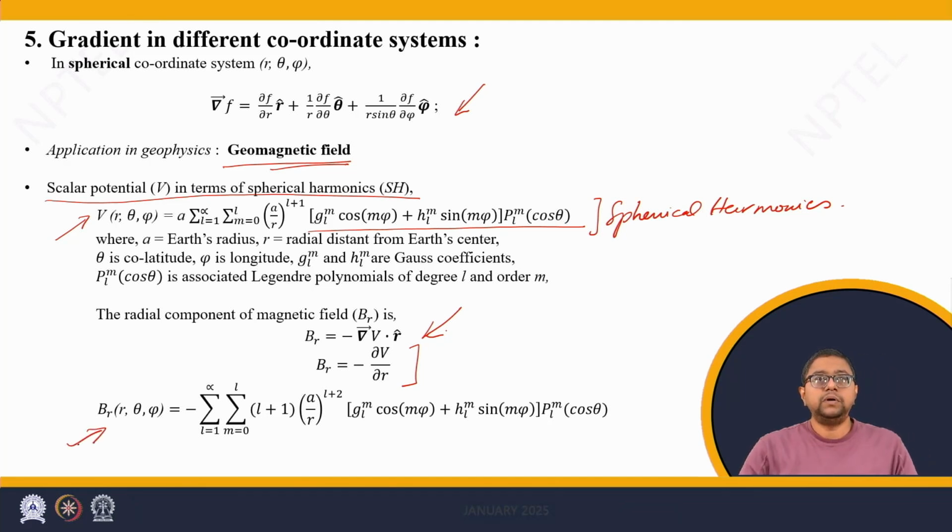Thus, from the expression for the scalar potential, the expression for the radial magnetic field can be obtained as given here. Notice the change in the exponent for r, which has changed due to the gradient operation. This indicates the use of gradient in the spherical coordinate system, which is very much common for geomagnetic field calculations.